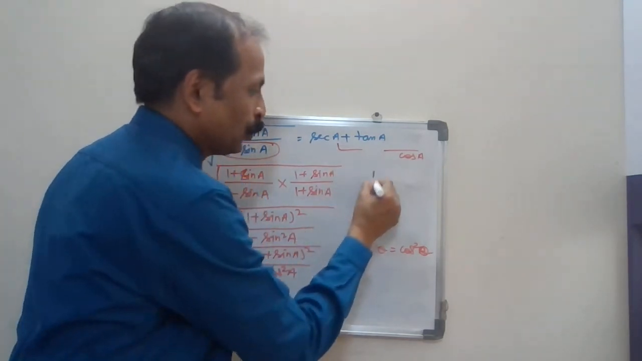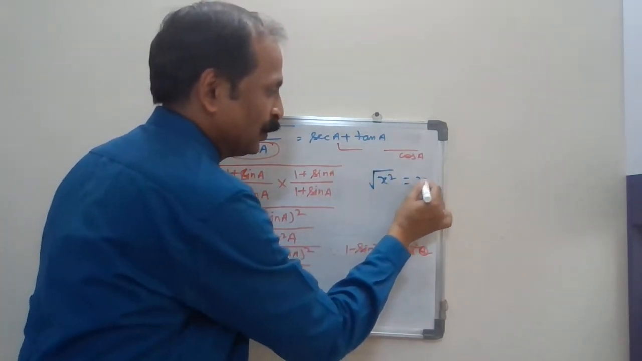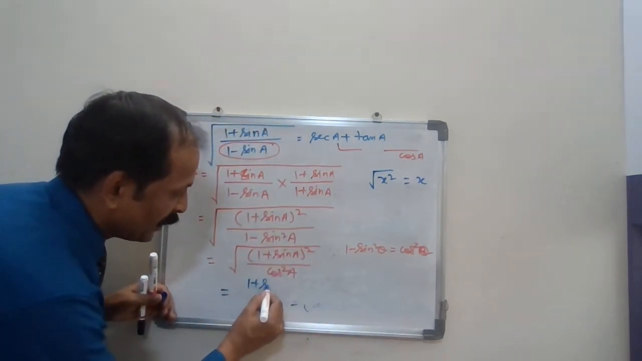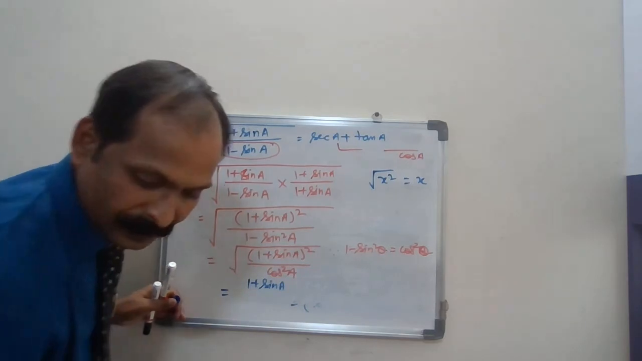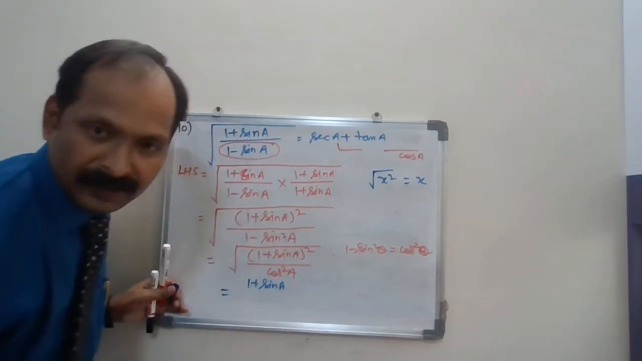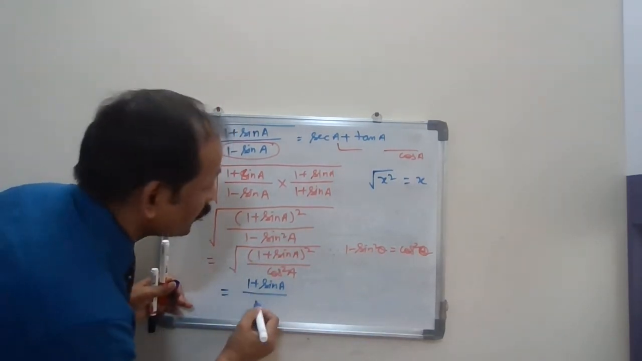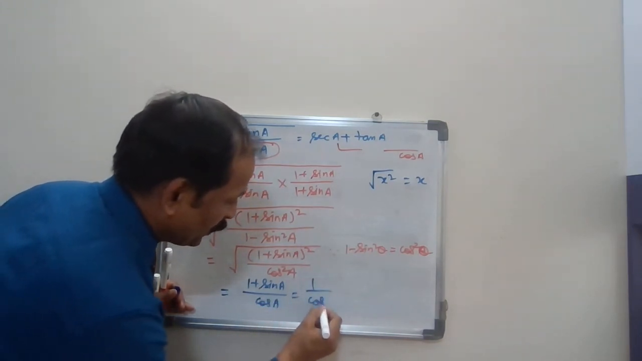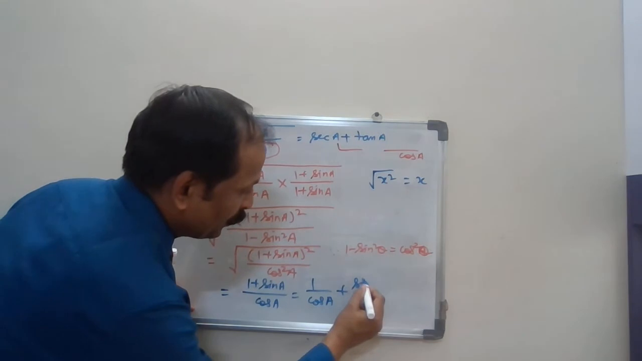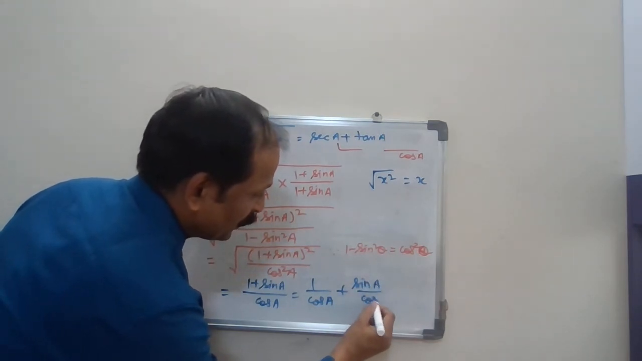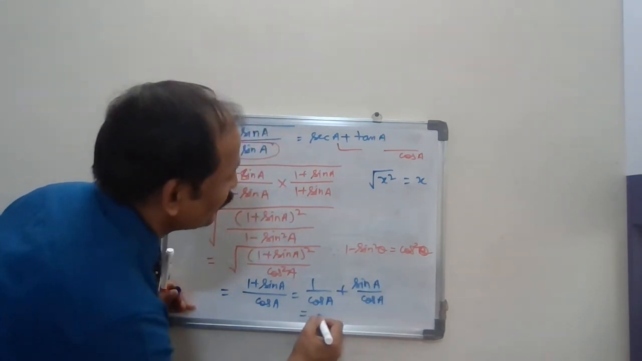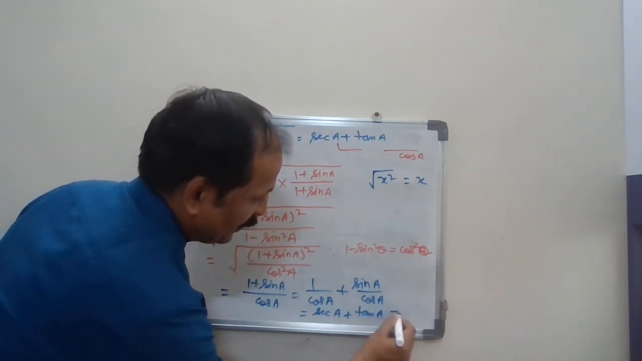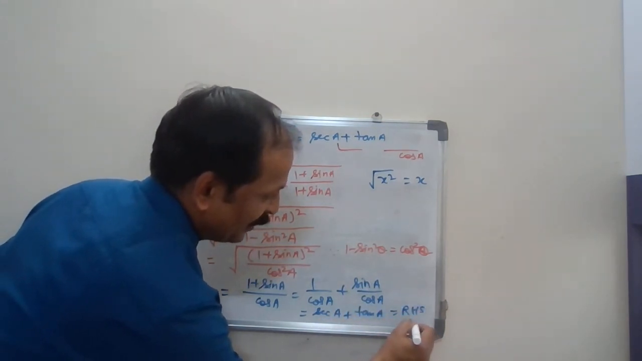Now whenever you get root, x square gives you x. You don't write the root. So now they both are squares, so I can write 1 plus sin A upon cos A. Now you can separate them: 1 upon cos A plus sin A upon cos A, which is your sec A plus tan A, and which is your right hand side.